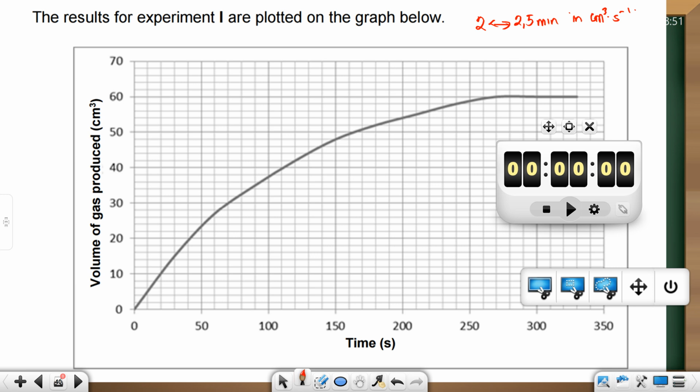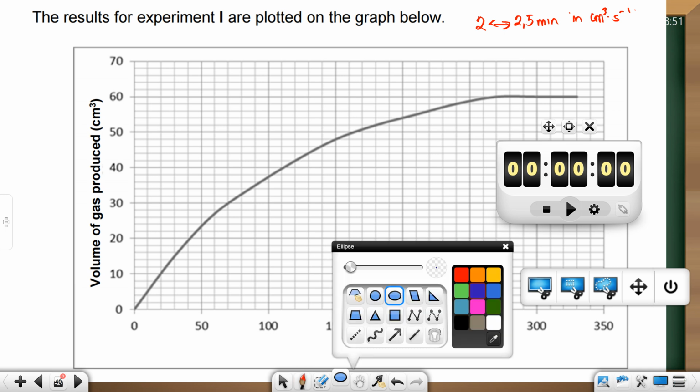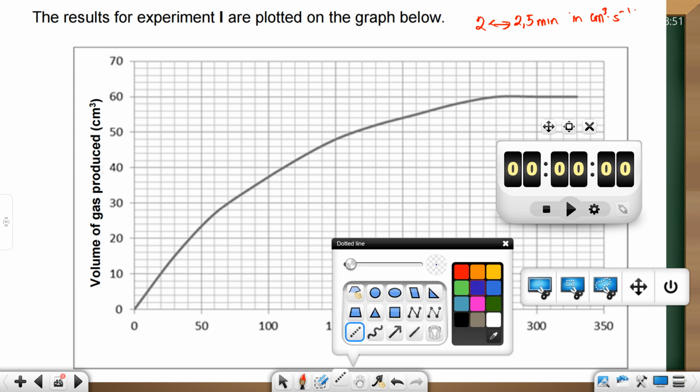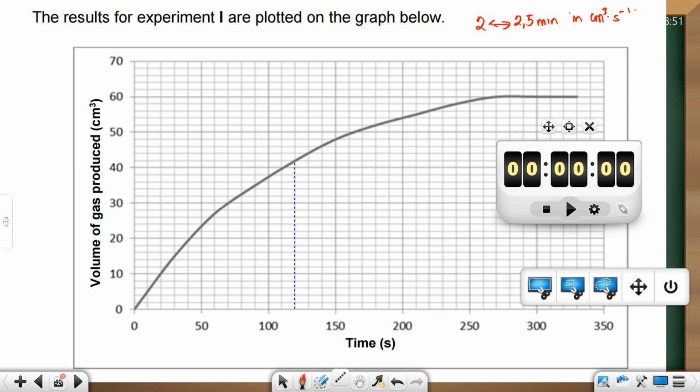Okay, time up. 2 minutes is what? 120 seconds. Is that fine? Do we agree with 120 seconds? And what is 2.5? 2.5 is 150. Are you sure? It's 120 plus 30 seconds, yes, 150.